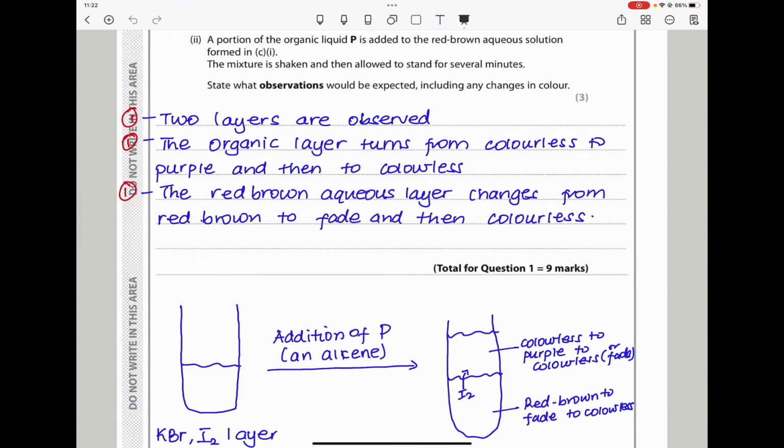So in my answer, I said 2 layers are going to be observed. The organic layer turns from colorless to purple and then to colorless. It could also just remain faded depending on the concentration of the alkene that is added. It could be colorless or it could just fade. And then the red-brown aqueous layer changes from red-brown to fade and then to colorless. And again, this depends on whether the iodine transitions to the upper layer.